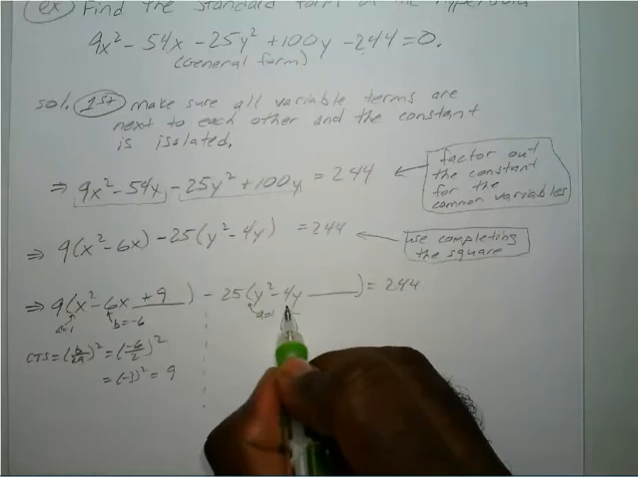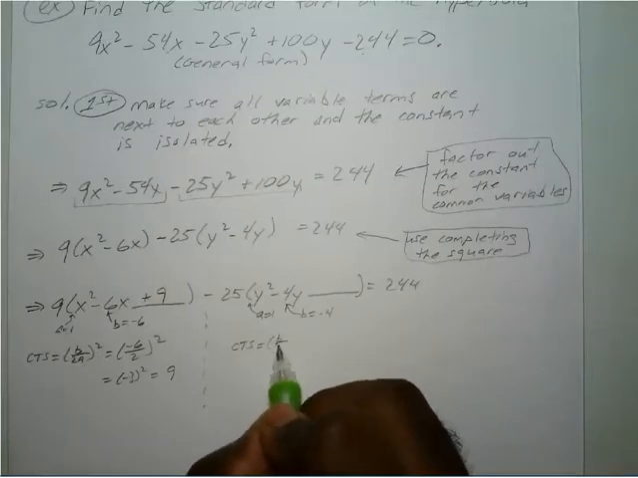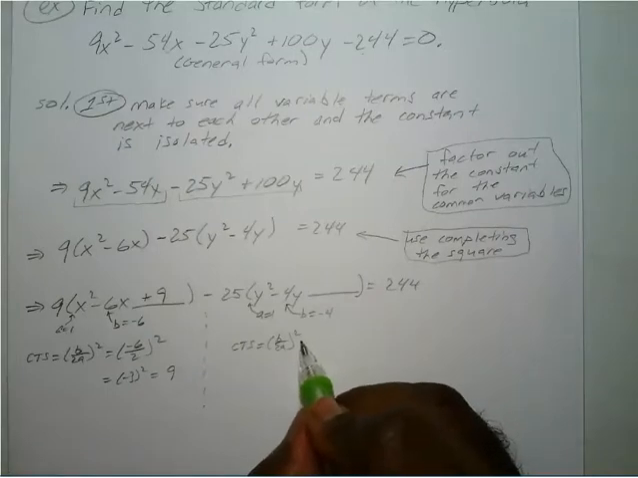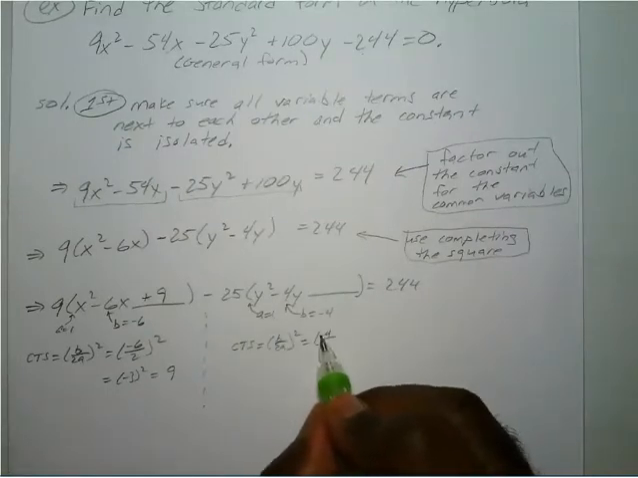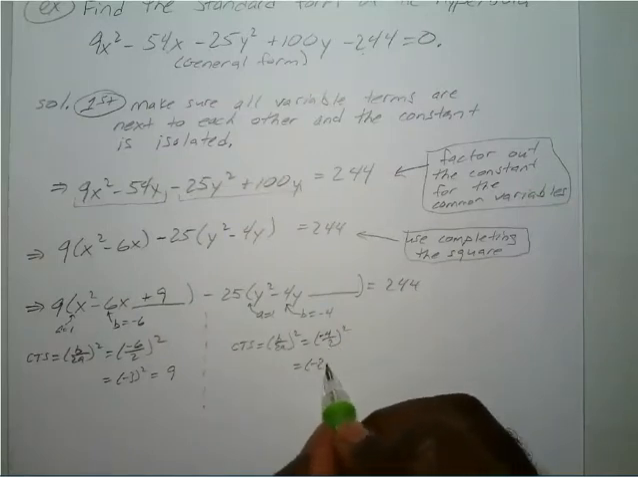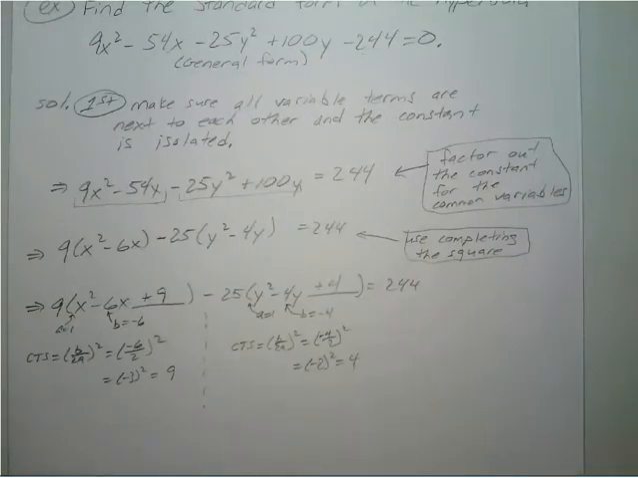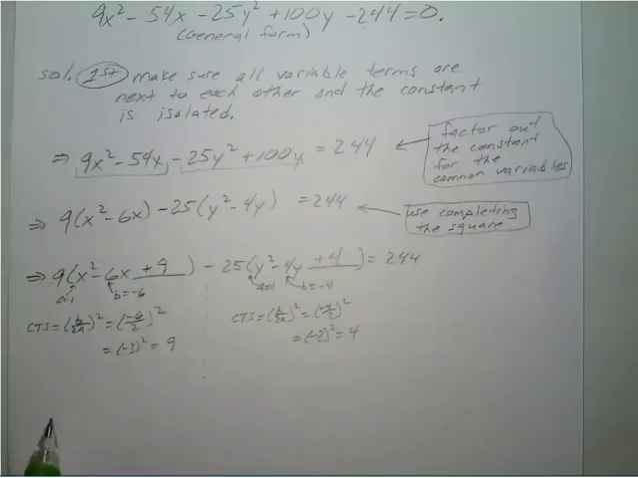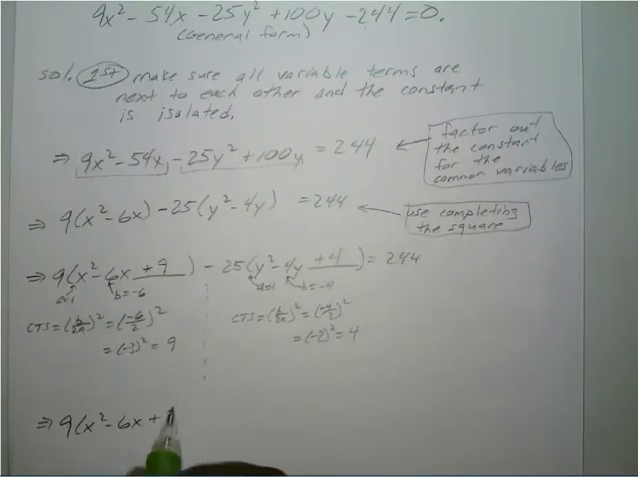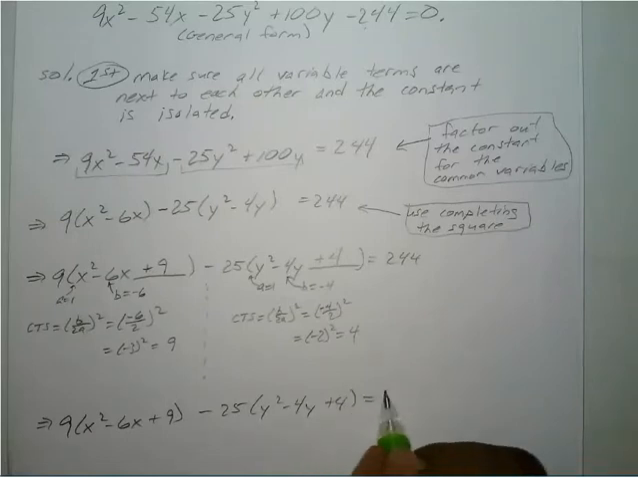Our a is equal to 1. Our b is equal to negative 4. Remember, completing the square is b divided by 2a, squared, which is negative 4 divided by 2 times 1, which is 2, squared, which is negative 4 divided by 2 is negative 2, so that's negative 2 squared, which is equal to 4. So we're going to put 4 there. All right, so we want to just rewrite it because we're still not done yet. You have 9 times x squared minus 6x plus 9 minus 25 times y squared minus 4y plus 4 equals 244.